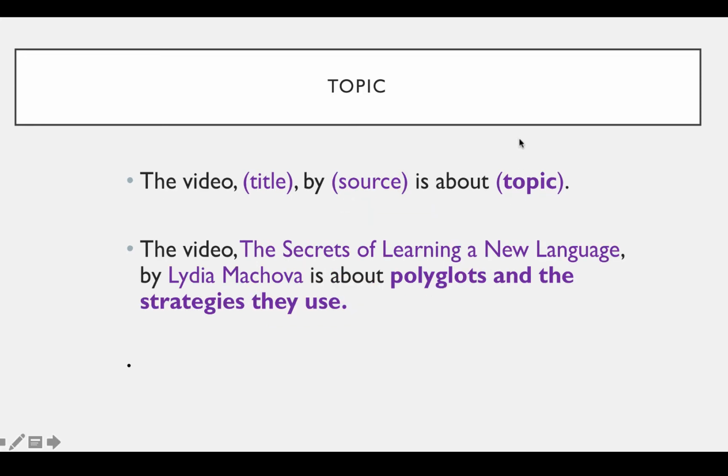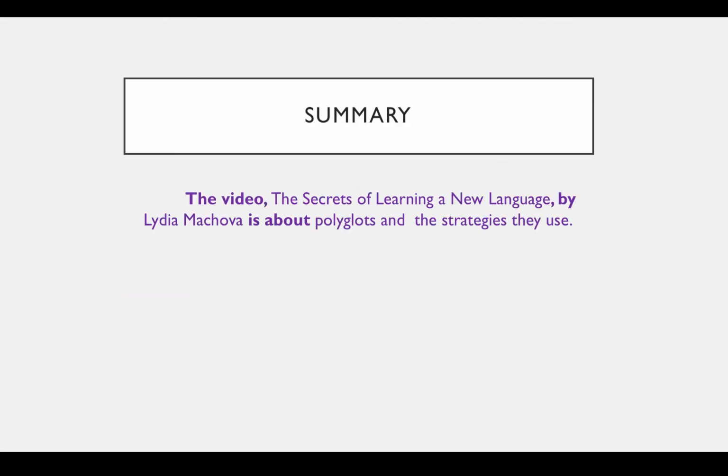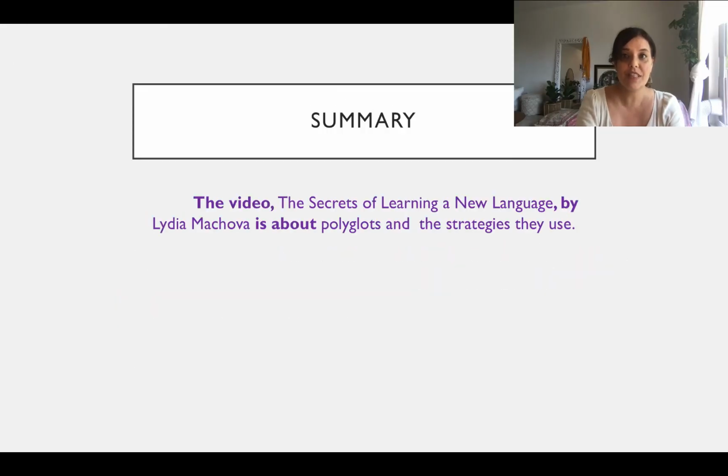And finally, we want to focus on topic. The topic of the talk and the topic in the first sentence should be brief. A word, 2 words, a few words, a short phrase. So I included as a topic polyglots and the strategies they use. So the video, The Secrets of Learning a New Language by Lydia Machova, is about polyglots and the strategies they use. Please notice that I indented here. There's a small space. Please do that in the first sentence of your summary.